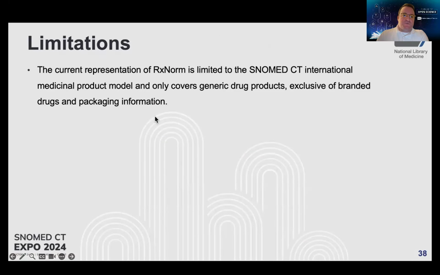So the limitations to this work is that the model only covers drug products that are exclusive of branded drugs and packaging information. We're only doing this for generic drug products. Additionally, generic drugs in RxNorm with dose forms not found in SNOMED CT were not given logical definitions, but they are still represented as primitive classes in the OWL.